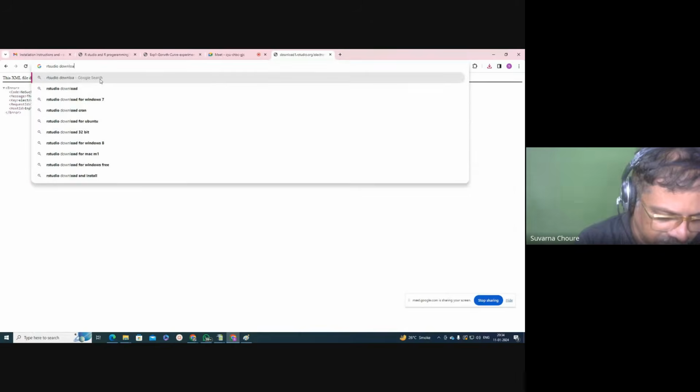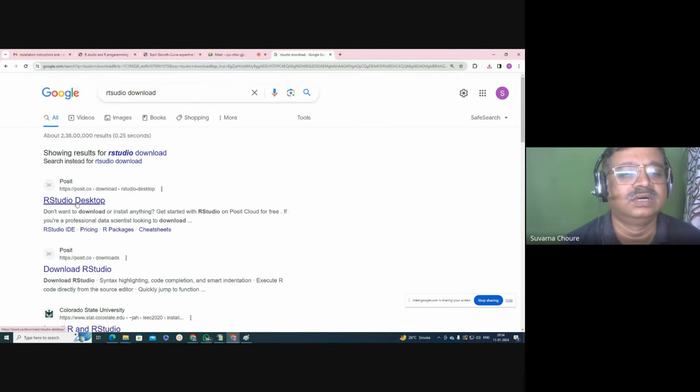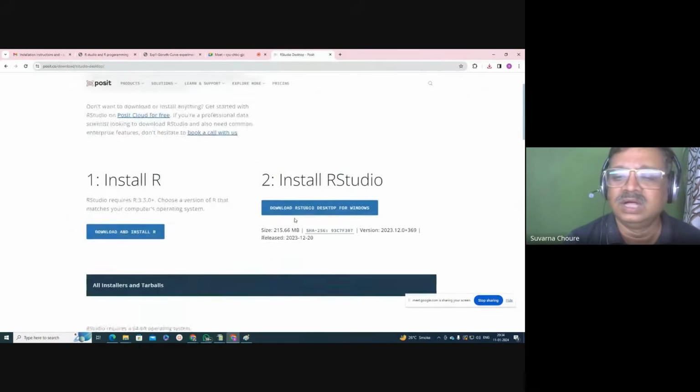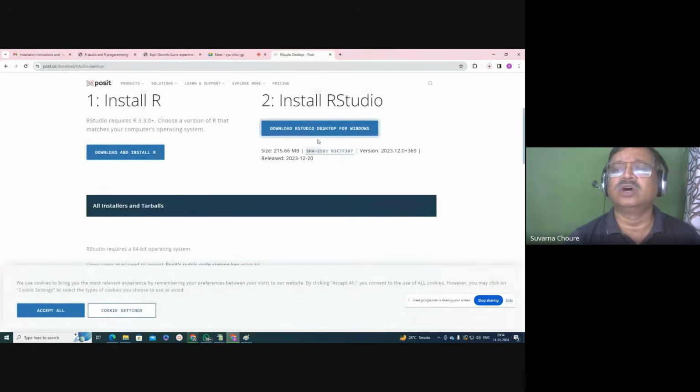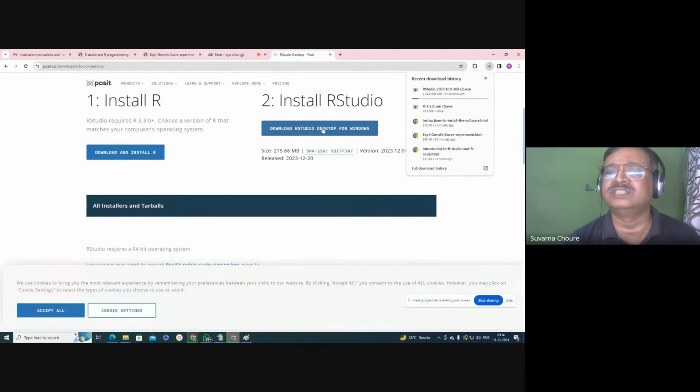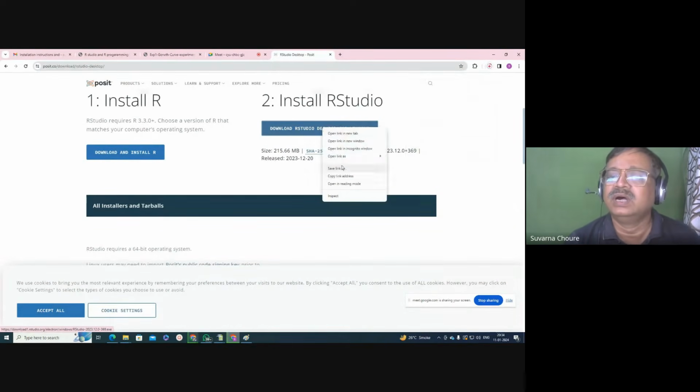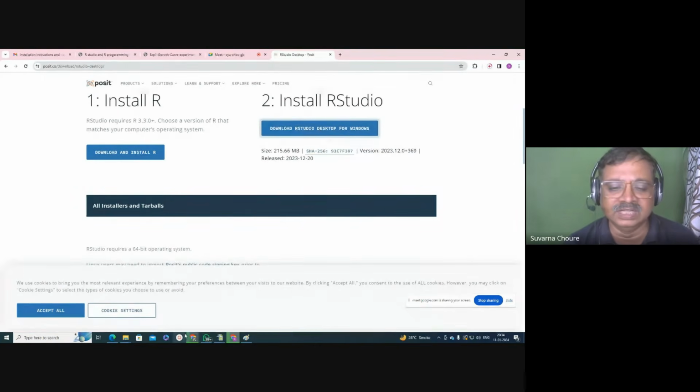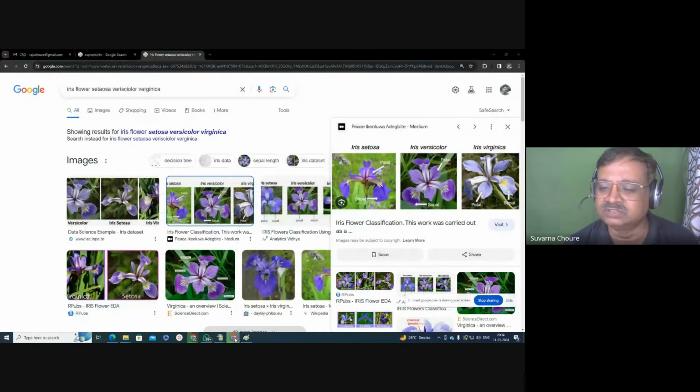RStudio download, RStudio desktop, install RStudio. I will click on this and the file download has been started. I will copy the link address. I will share that link address with you.